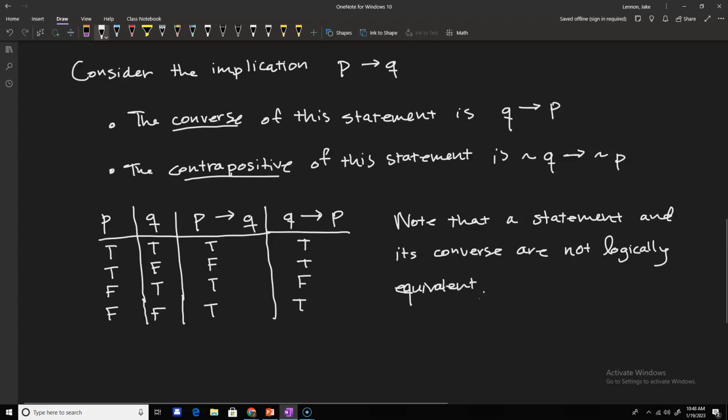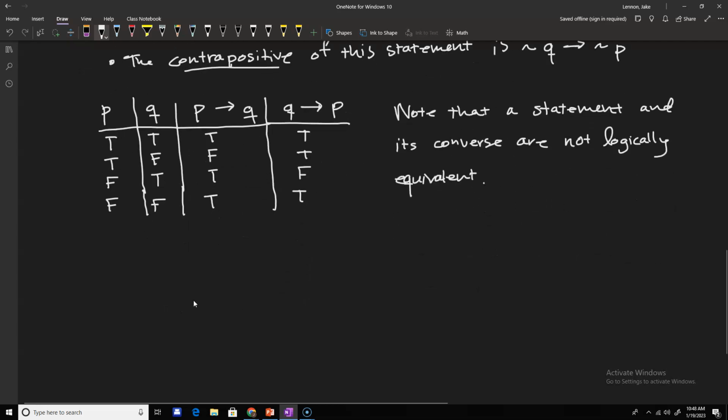So that's important to note. The two big takeaways from this are going to be that a converse and its statement are not true. A lot of times people, when they're thinking too fast, are going to assume that. And then we'll see that the contrapositive actually turns out to be the same as the original statement. So let's do another truth table.